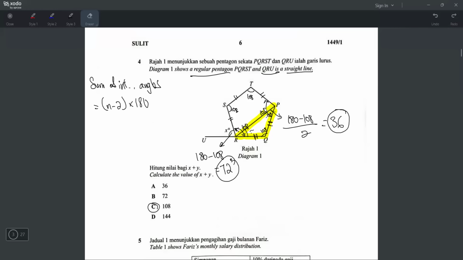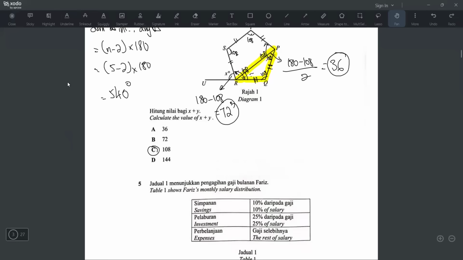But this is 5 sides, right? So 5 minus 2 is 3. 3 times 180, which is 540. Yeah, for this case it's 540. But since it's a regular pentagon, that means all the 5 angles are the same. That's why 540 I can divide by 5. So that's how I get the 108. Okay. Alright, hope you all get it.